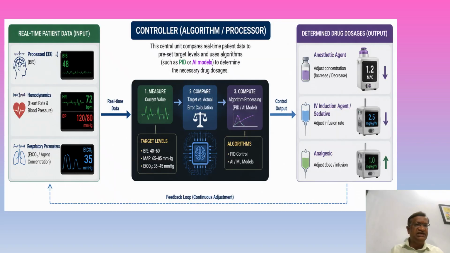Now we get processed EEGs, hemodynamics, respiratory parameters, and it does. Now what does it do? It decreases the anesthetic concentration, it decreases the propofol, it decreases the narcotics or fentanyl. This is what is called the feedback loop or closed loop anesthesia or the CLAD.